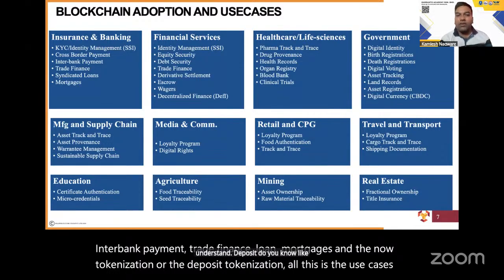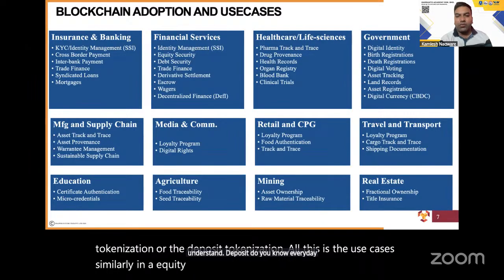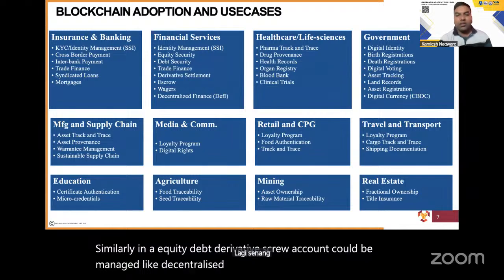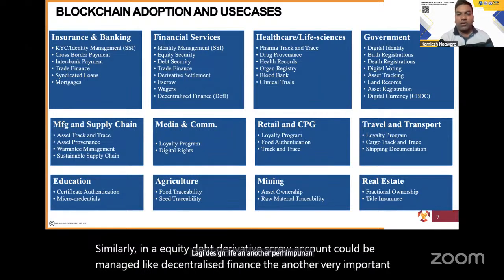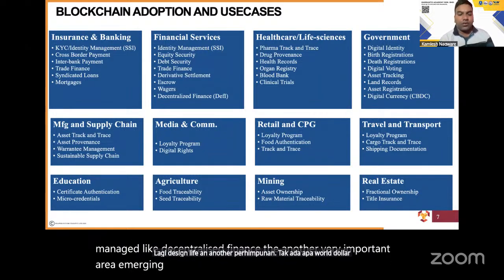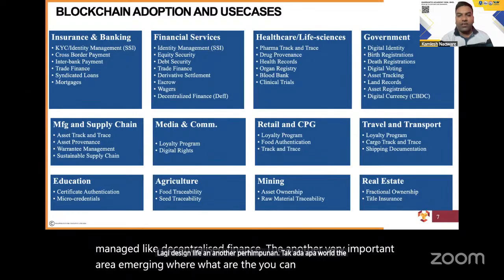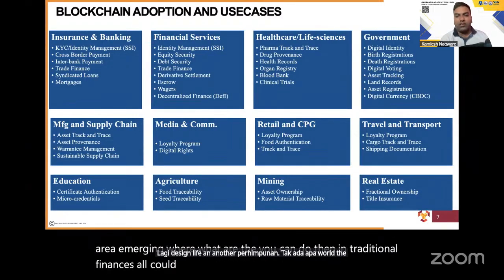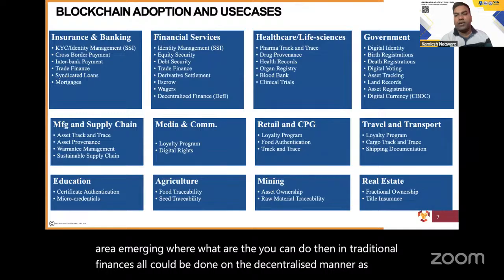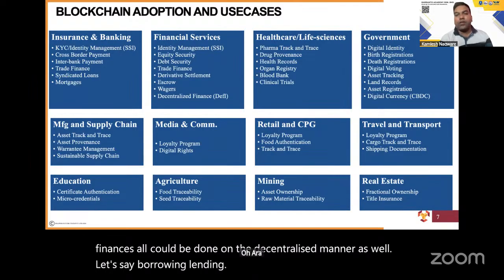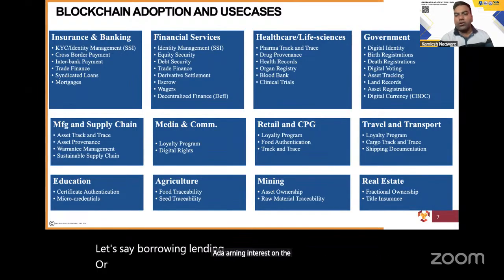Similarly, in equity, debt, derivative, escrow accounts could be managed. Decentralized finance is another very important emerging area, where whatever you can do in traditional finance could all be done in a decentralized manner as well. Let's say borrowing, lending, or earning interest on the tokens.